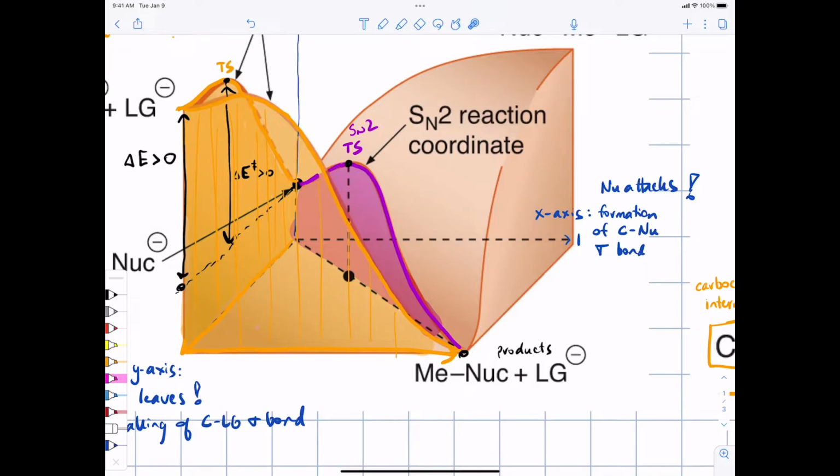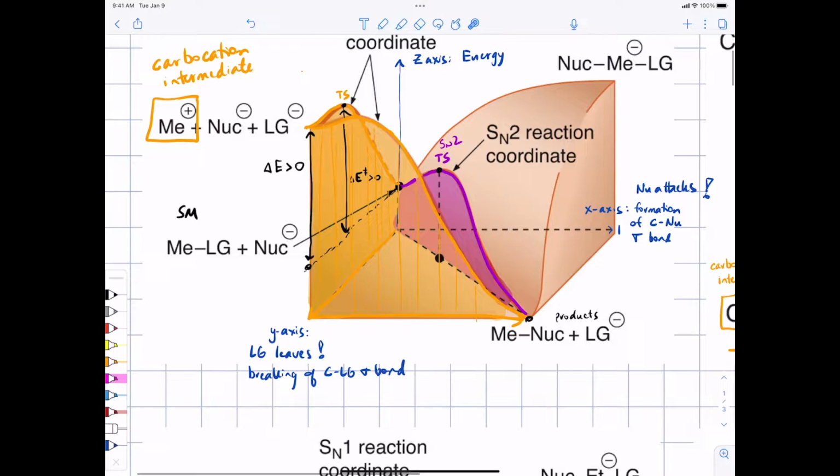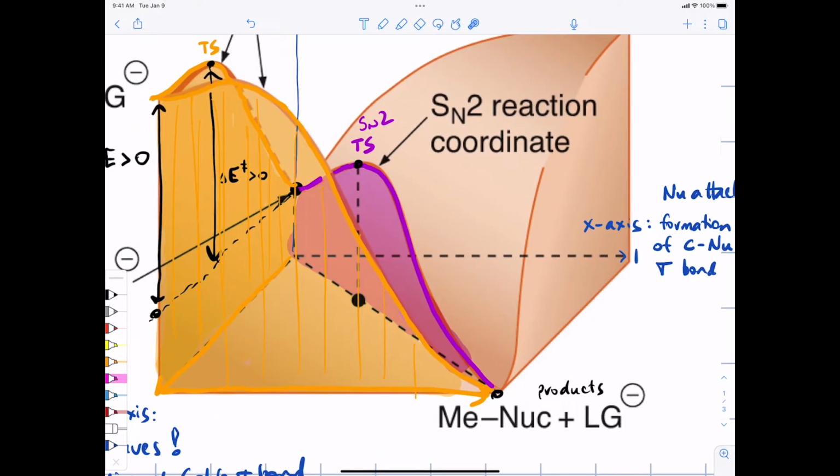Okay, now why do you suppose that, oh, sorry, let's just go ahead and plot along the diagonal the energy of the starting materials. This overall is going to be the activation energy for the SN2 reaction, and it's going to be greater than 0. I'm going to call this SN2. This one is going to be SN1.